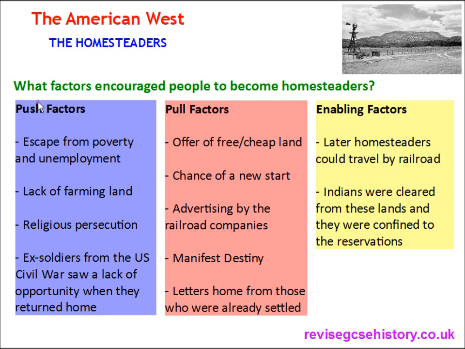Push factors are things making people want to leave their current homes, things pushing them away from where they currently live. Pull factors are things that are attracting them towards the Great Plains, things that are pulling them towards the west, things that are desirable. And then enabling factors are things that are making this possible and achievable, things that make this a reality. So, let's have a look.